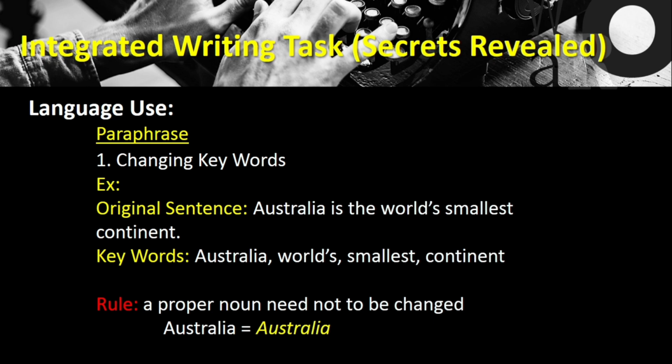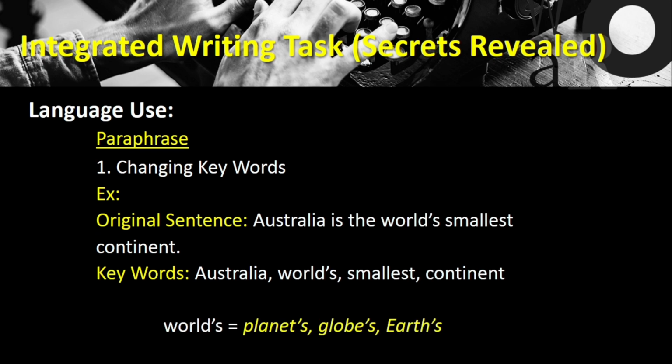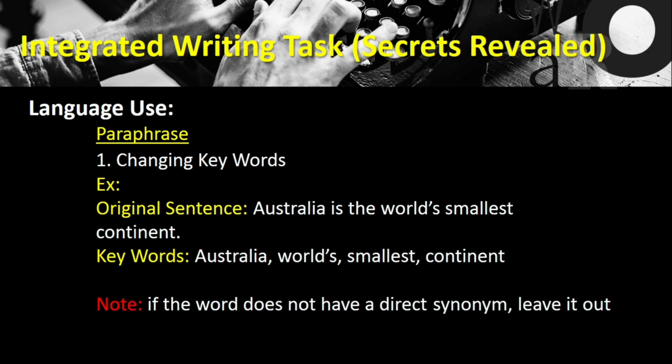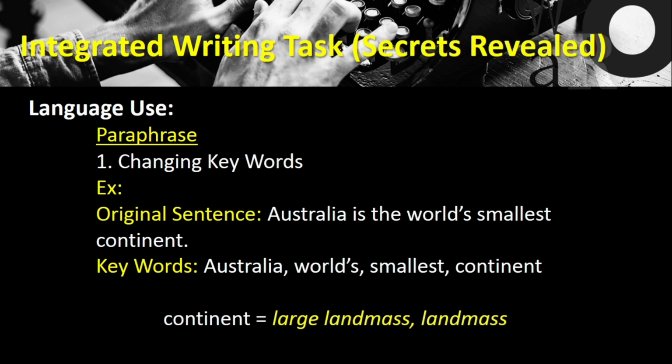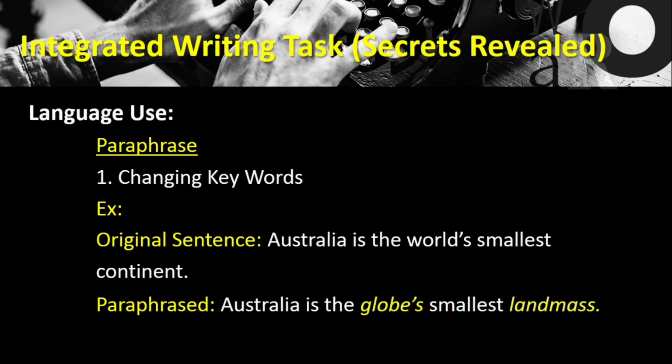And so, we now focus on our next key word, which is world's. It can be replaced with the word planet's, globe's, or even earth's. Next, if the word does not have a direct synonym or you are unsure, leave it out. In the case of smallest, if we replace it with the word tiny or tiniest, it might indicate a different meaning, so better not to change it. Anyway, we still have the word continent, which can be substituted with the word large landmass or simply landmass. And so our new version of the sentence will look like, Australia is the globe's smallest landmass.